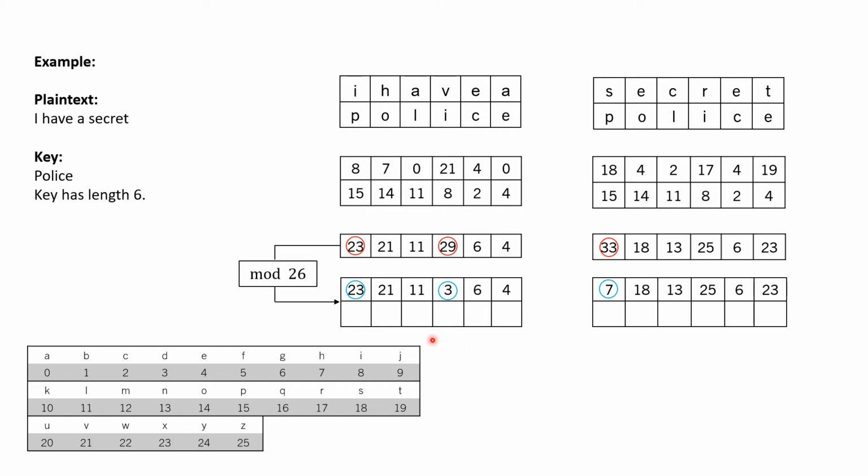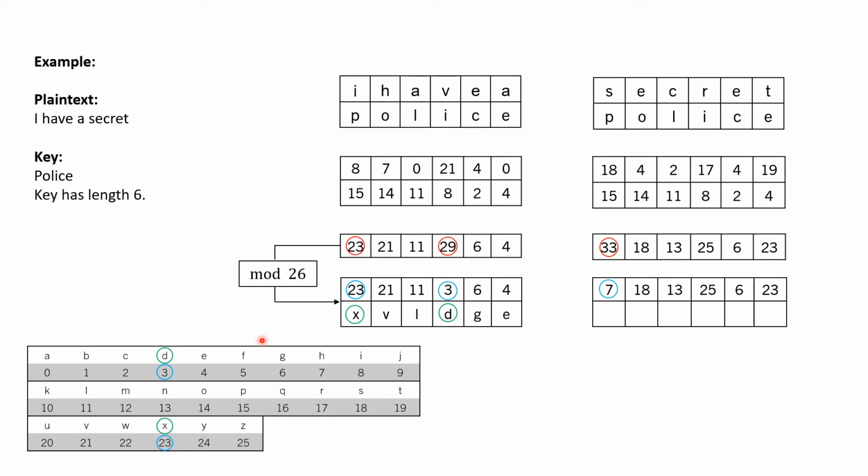The last part, we need to ask ourselves, what do these numbers correspond to in the English alphabet using this table? So we ask ourselves, what does number 23 correspond to in the English alphabet using this table? Well, the answer is letter X, and we write it down in this table. And this same process goes for 21 and 11. They correspond to letters V and L. And again, number 3 corresponds to letter D. And we write it down in this table one more time.